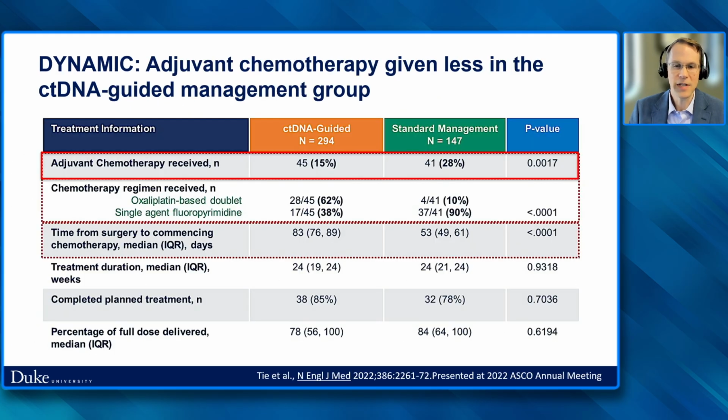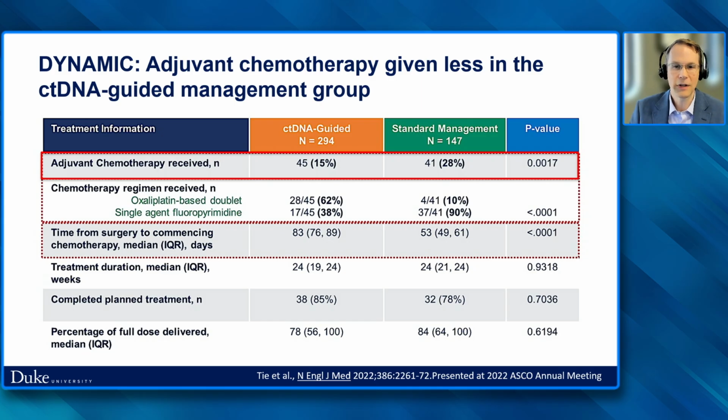And the first thing to point out is that for that group of patients that were randomized to ctDNA guided management, we can see these patients were half as likely to get chemotherapy. So it went from 28% getting adjuvant chemo in standard management down to 15% in ctDNA guided management. And for those patients who got adjuvant chemotherapy and were in the ctDNA guided category, they were far more likely to get aggressive chemotherapy with an oxaliplatin-based doublet.